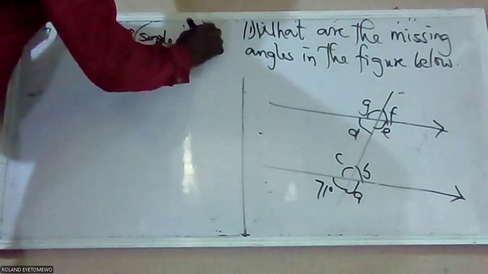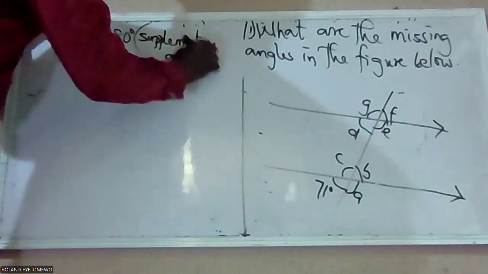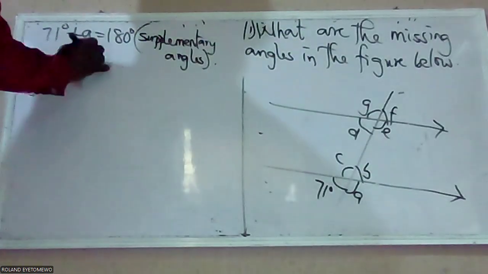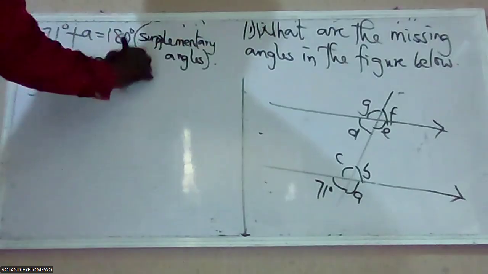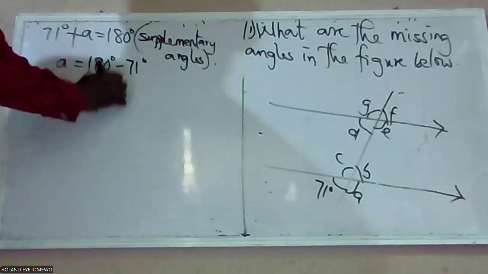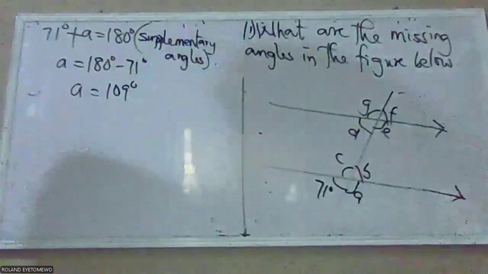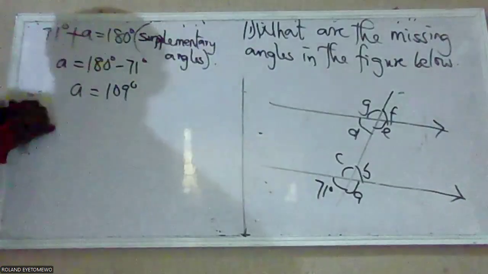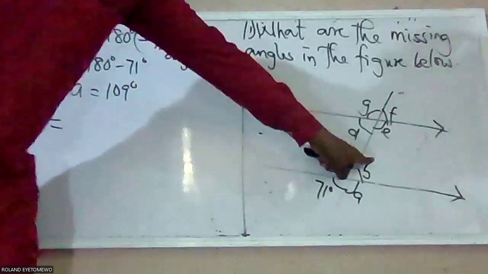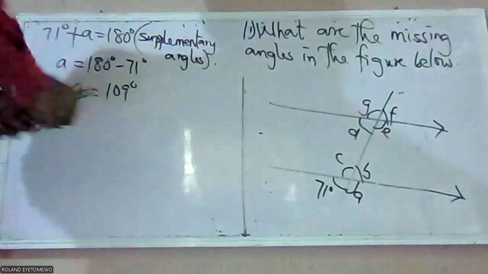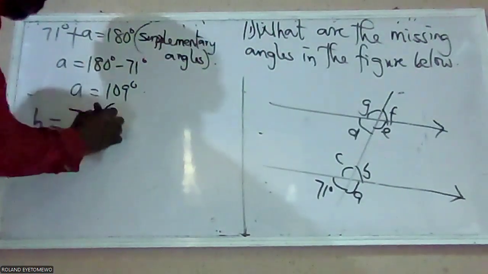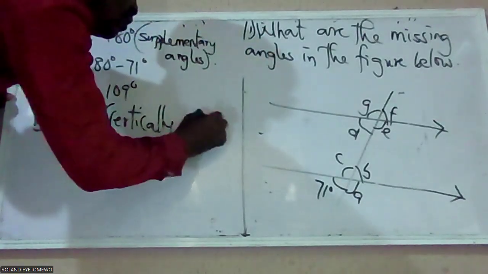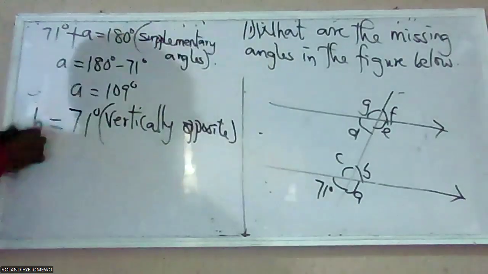Supplementary angles. So since they are supplementary, A will now be 180 degrees minus 71 degrees. So A will be 109 degrees. I've gotten the value of A. Now, I can get angle B. Look at B. B is vertically opposite to 71. So B is equal to 71. What is the reason? Vertically opposite.